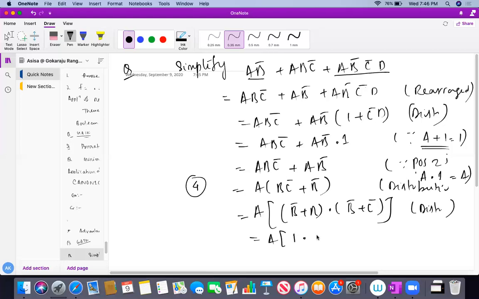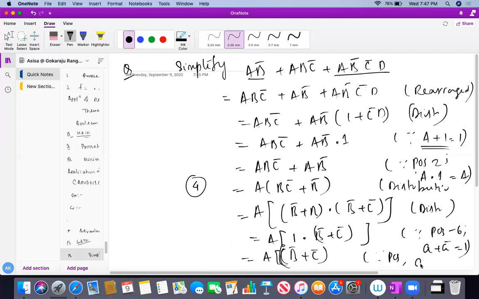The distributive law applied again finally gives A 1 and B bar or C bar. Here we again use postulate number 6, existence of complement: A or A bar is 1. Then finally A 1 and B bar or C bar is B bar plus C bar. So this is the final equation. We have used postulate number 2, A and 1 is A. Here I have reduced it to 3 literals. So this is the simplified version. Do you all understand? Very simple, nothing else.